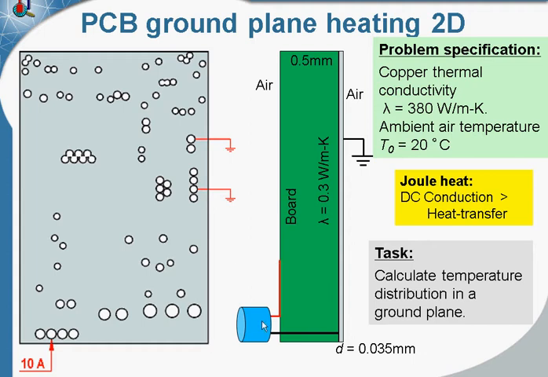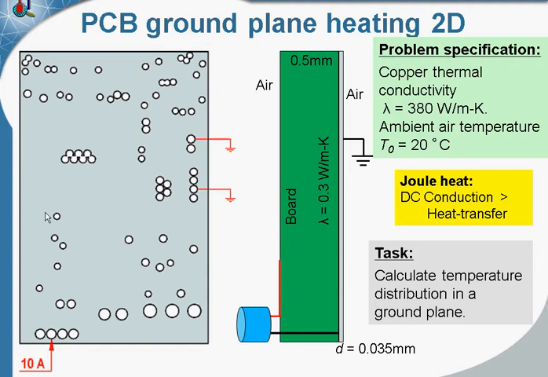Then the current flows to the ground plane and along the ground plane to the earthing place. Our task here is to calculate the board heating. The element is located at some distance from the board, so it doesn't affect the temperature distribution in the board.